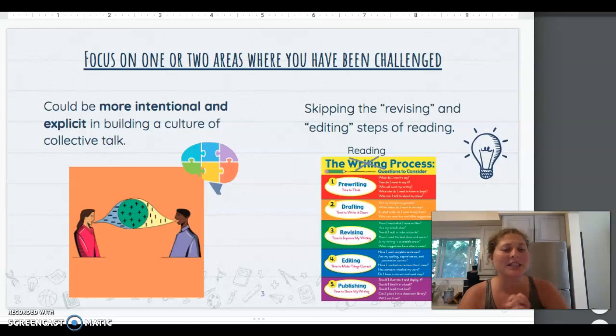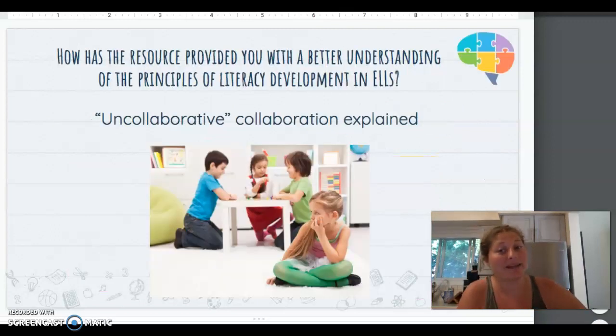Another area that challenged me was how, oftentimes, as the article states, we skip the revising and editing steps of reading. The reading process should be just like the writing process, and I have to say that's something that has challenged me and made me think, oh, I could be doing more to make this better for my students.